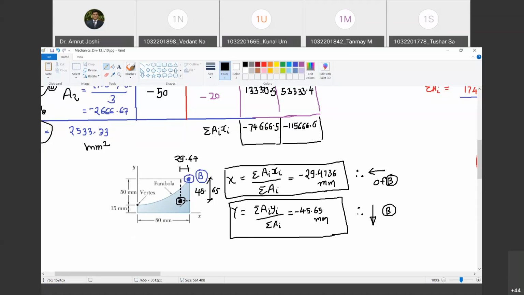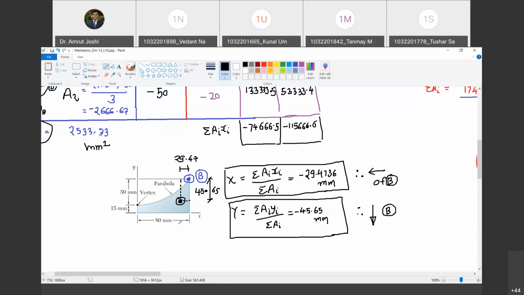Yes, sir. Similarly, as you can see, more area is concentrated towards the bottom edge, therefore the centroid has shifted towards the bottom edge. Look, the centroid is even below half of 65. Do you agree with me? Yes, sir. It is below half of 65. Why? Because the area is concentrated towards the bottom edge.